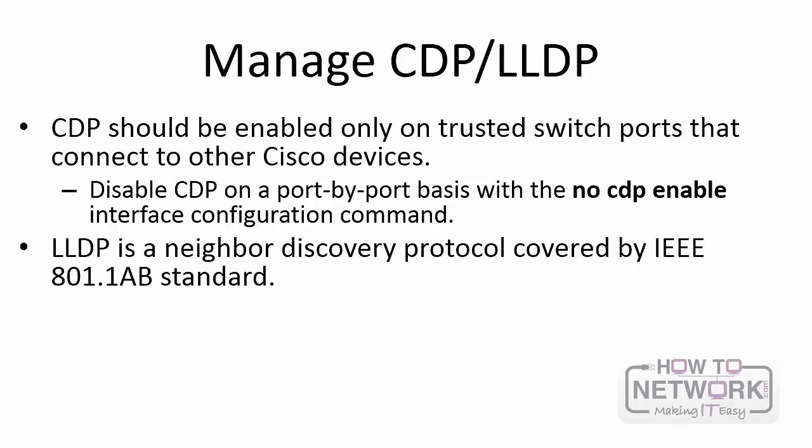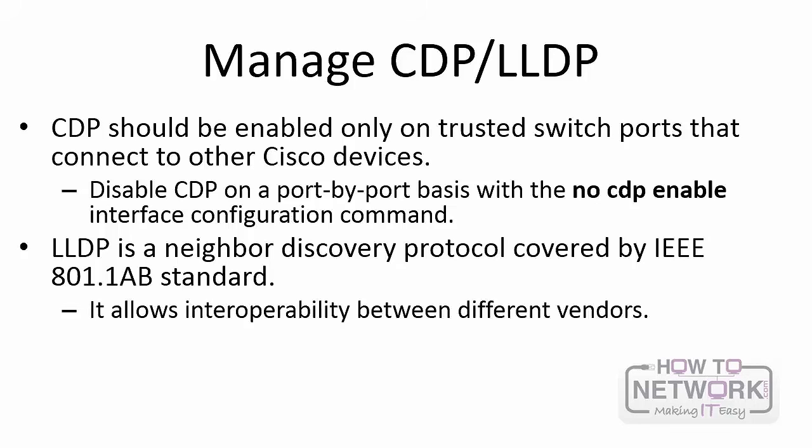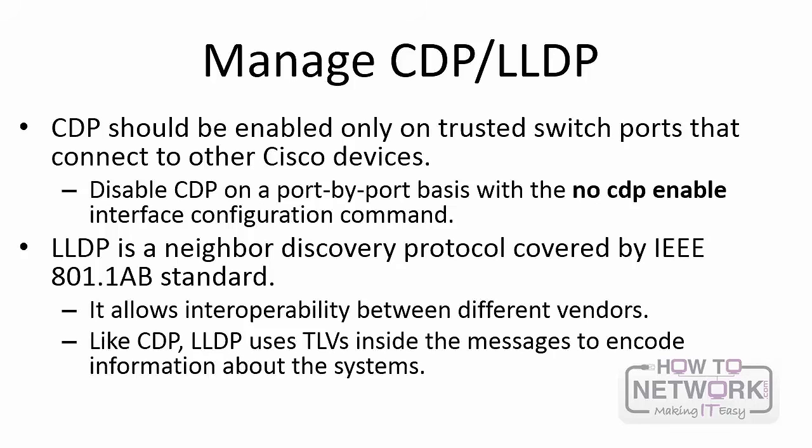Now, LLDP is also a neighbor discovery protocol, and this protocol is covered by the IEEE 802.1AB standard. So it allows for interoperability between different vendors. So just like CDP, LLDP uses TLVs inside the messages to encode information about the system. So all this information, such as the system name, system description, the system capabilities, the management IP, port description, etc., are sent between devices, just like CDP. And obviously that's a lot of information that an attacker would love to have.